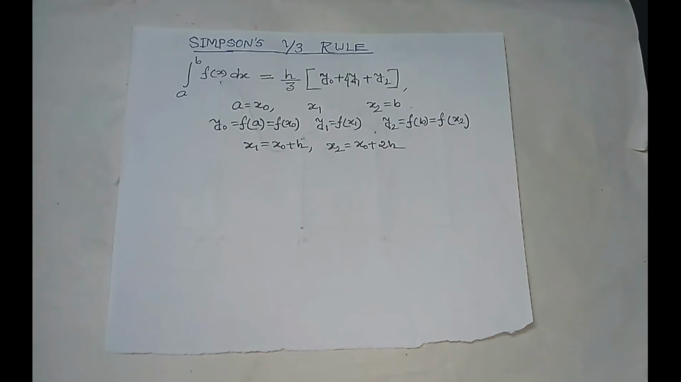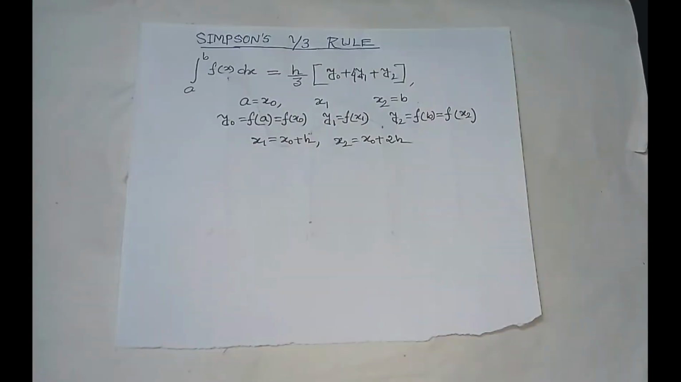In some previous part we have shown that Simpson's one-third rule can be derived from the Gauss-Legendre quadrature formula by replacing n equal to 2. That means for 2 subintervals or 3 arguments. We know that this is the formula of Simpson's one-third rule.